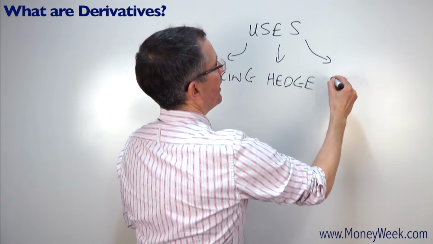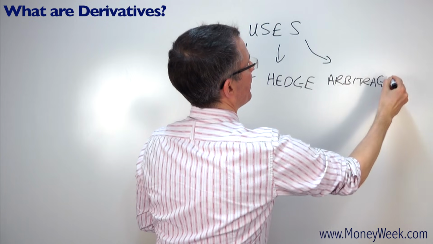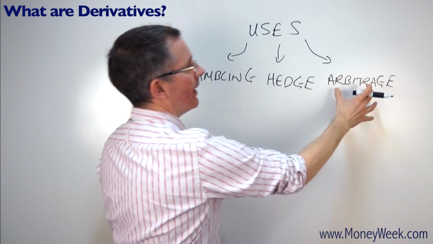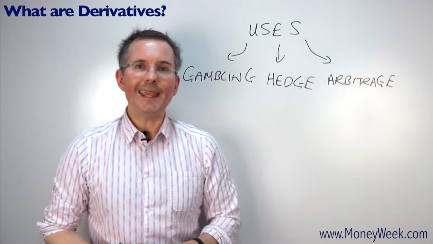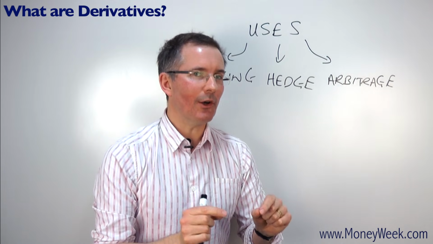The third use is what's called arbitrage. That's a horrible, fancy sounding word that may cause a few people to turn off the video straight away, but don't panic. Arbitrage is taking advantage of short-term price anomalies. That's a bit more technical.